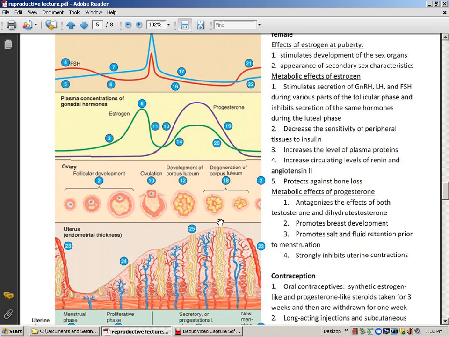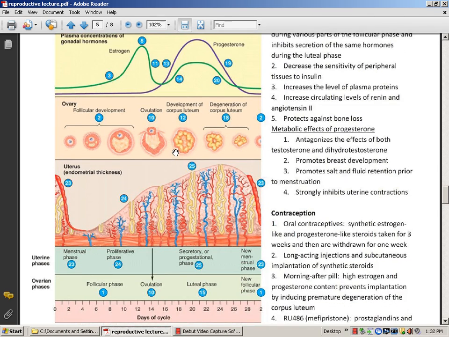And then if the egg doesn't implant, there's no signal telling the body that, hey, we've got a baby in here. And then the lining starts sloughing off. All those blood vessels start breaking. They start trimming back down. All those sugars are released. And then what's happening to her during this time? She's going through menstruation.